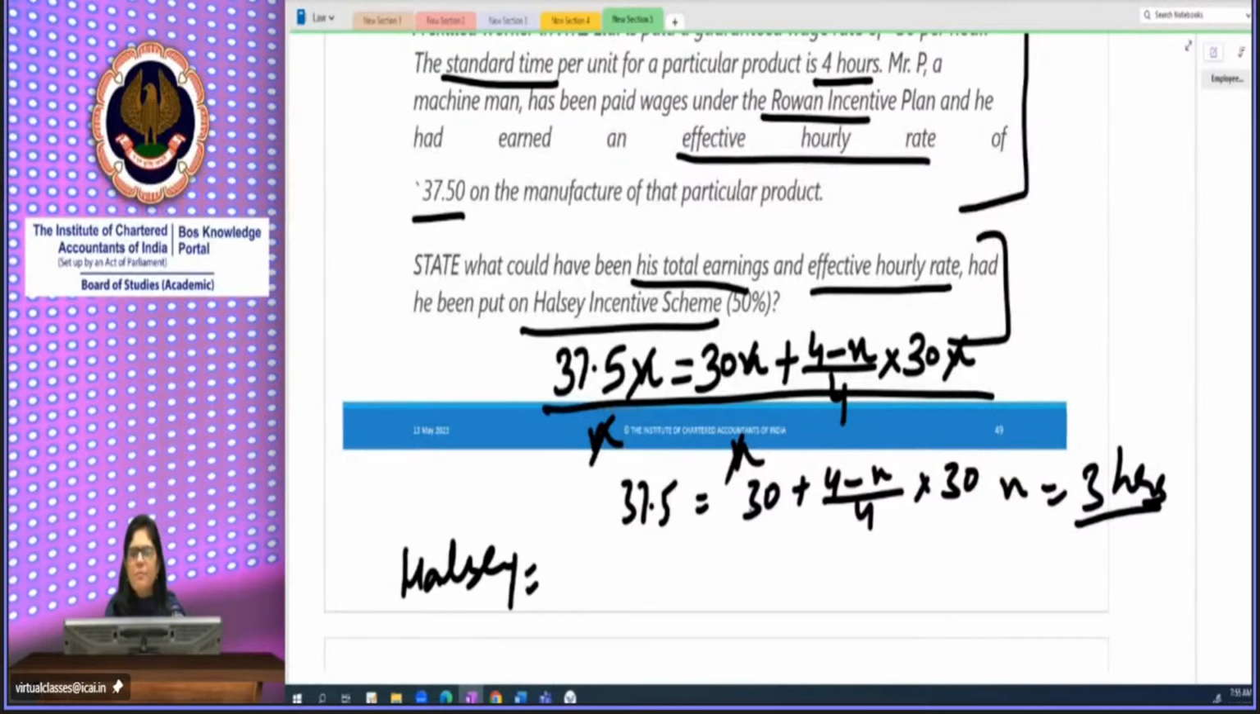You have calculated the missing figure, time taken, as 3 hours. Under Halsey, 30 into 3. The time taken is 3. So this is the normal wage rate plus now the bonus.